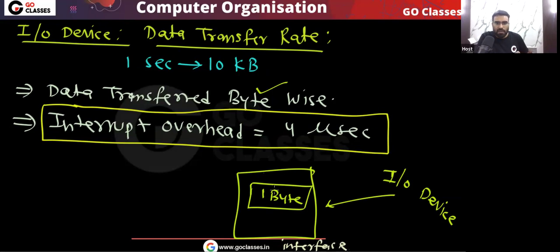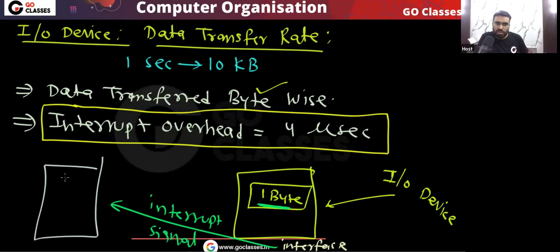Now, remember, when 1 byte is ready in the interface, what will happen? This interface will send an interrupt signal. Yes or no? The interrupt signal will go to the CPU. Okay, now what will the CPU do?